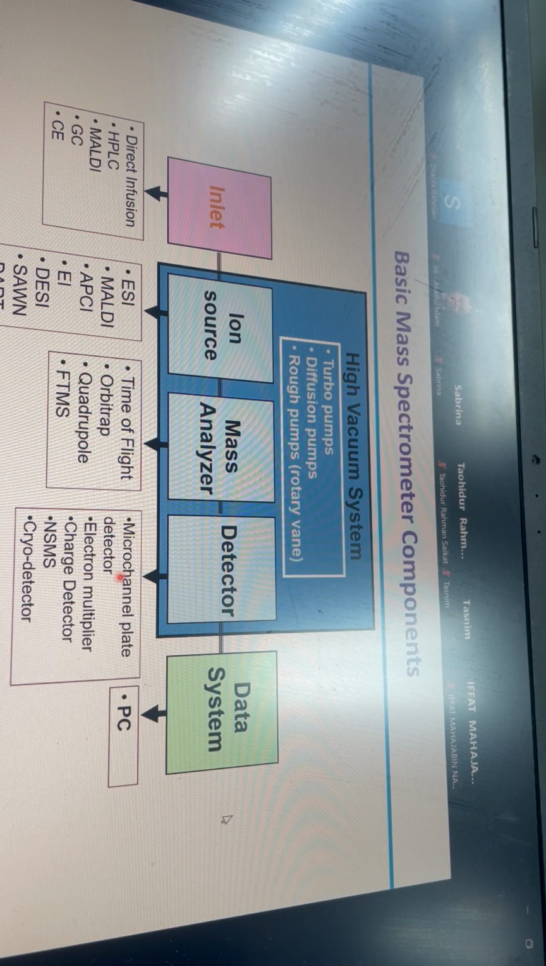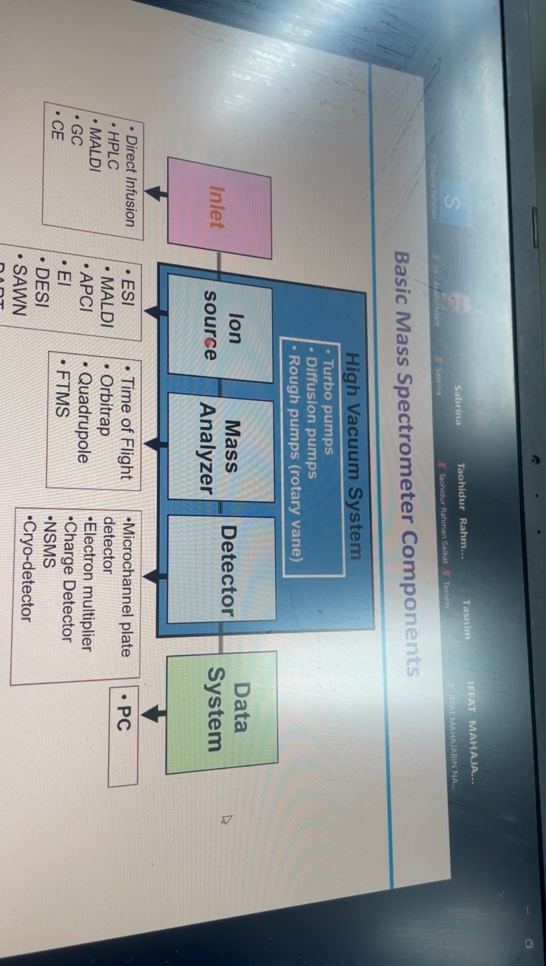So you have different types of detectors. You have the microchannel plate detector, you have the electron multiplier, you have the charge detector, you have NEMS, nano electromechanical resonator, you have the cryo detector, the superconducting tunnel junction. These are detectors, okay, and then you have the data system that will process all that information and give you the spectrum, the mass spectrum.